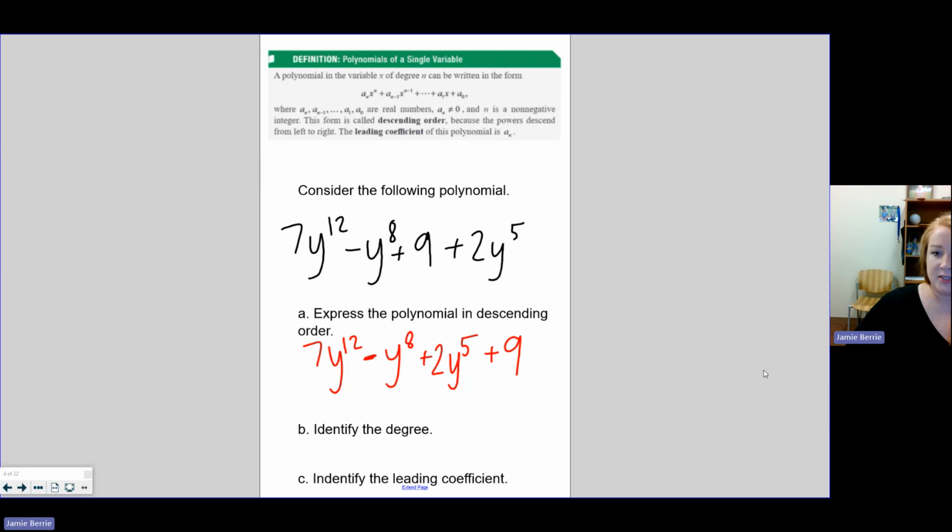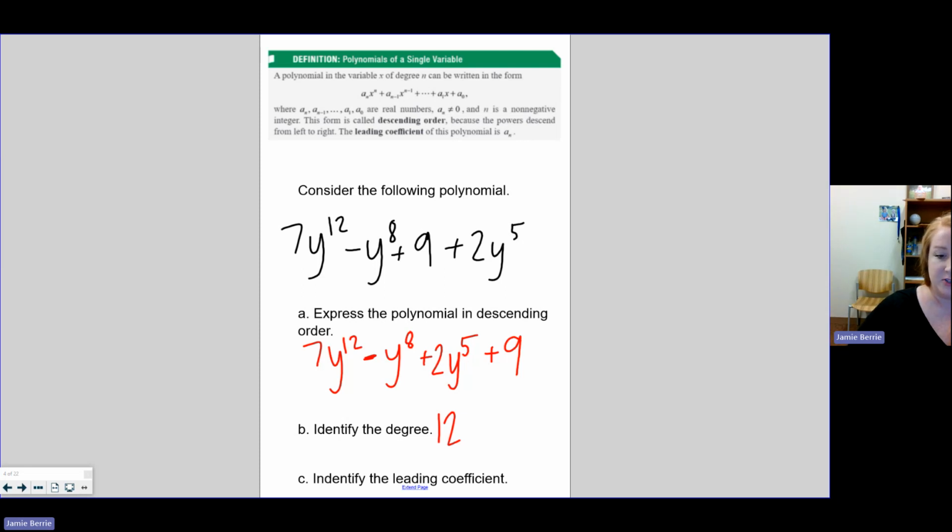All right, so now the polynomial is in descending order, and it's asking us to identify the degree. Remember, the degree is the largest exponent, so try to think for a second, what do you think the degree is? All right, what's the largest exponent here? It's 12, so we would say this is a 12th degree polynomial. The degree is an important part of the polynomial, because it's going to tell you how many x-intercepts you have. Right, so it's very useful.